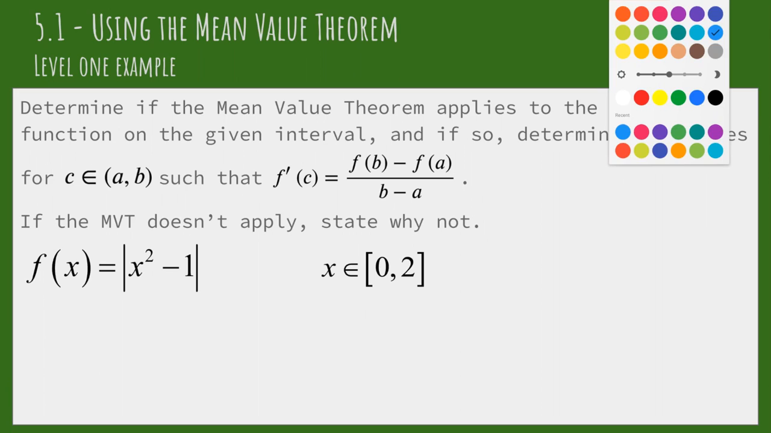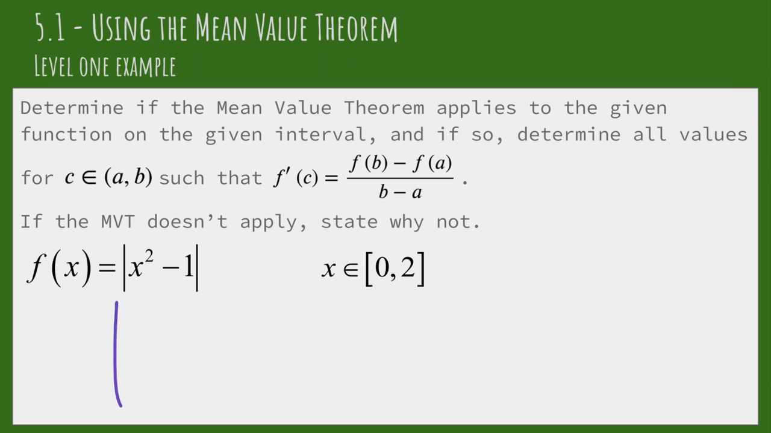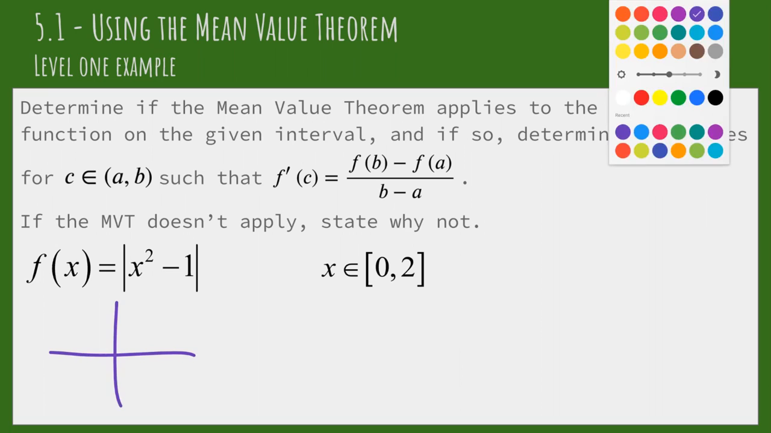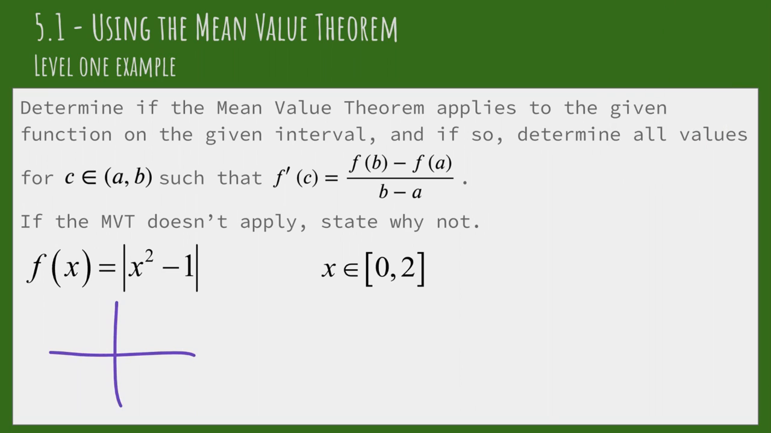So I'm going to think of this just kind of informally as the graph. If we were to graph the function y equals x squared minus 1, it's going to look like this. And the absolute value is going to take the part that's below the x-axis and flip it, reflect it over the x-axis and put it above. So this graph is going to look like this.